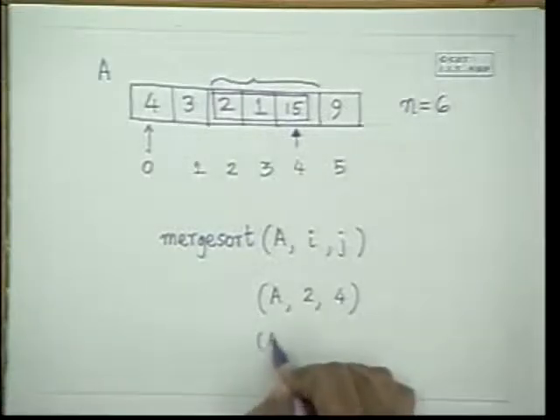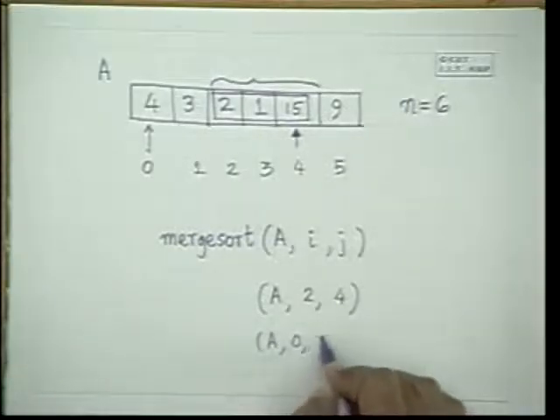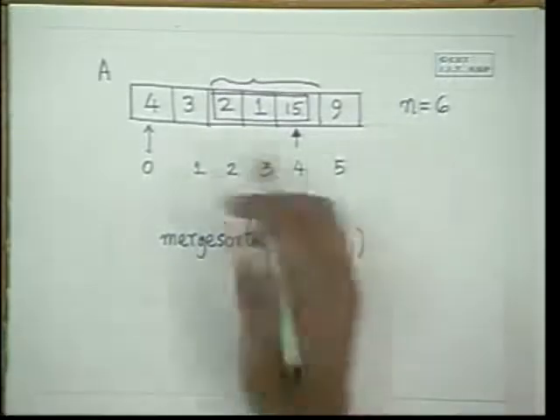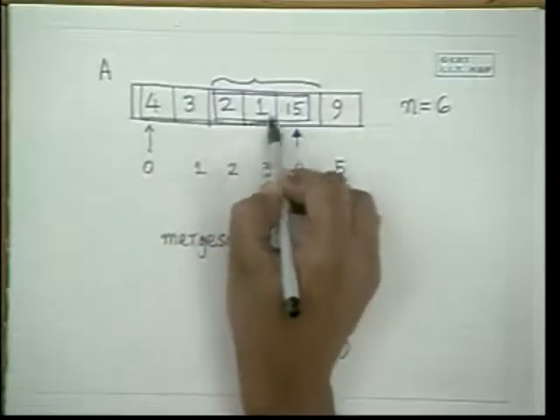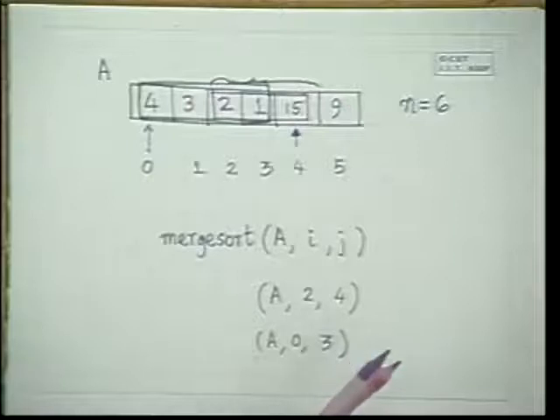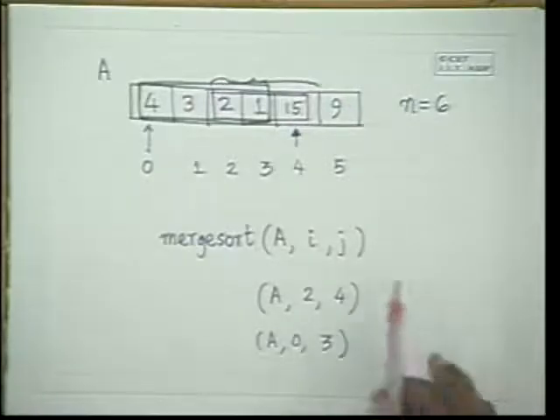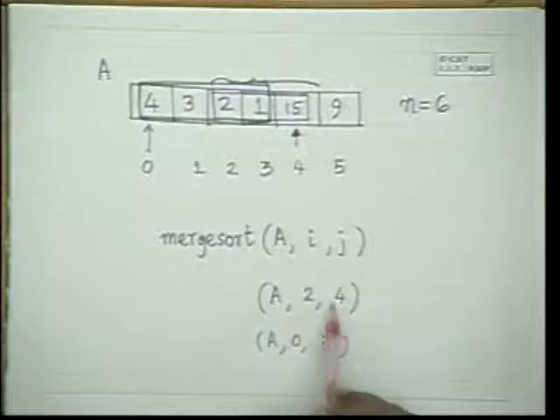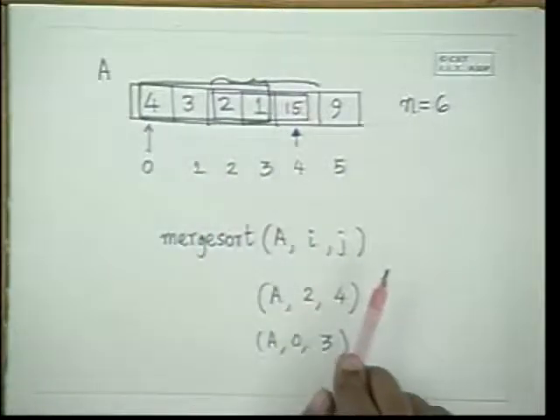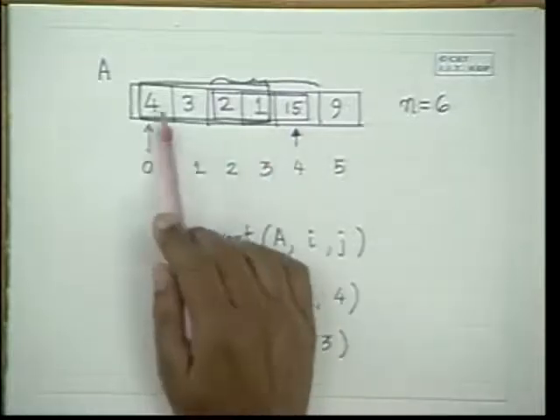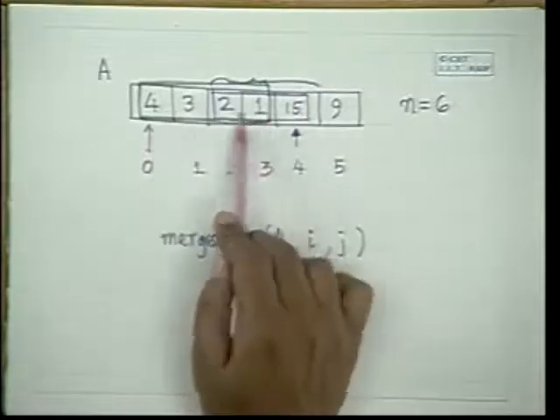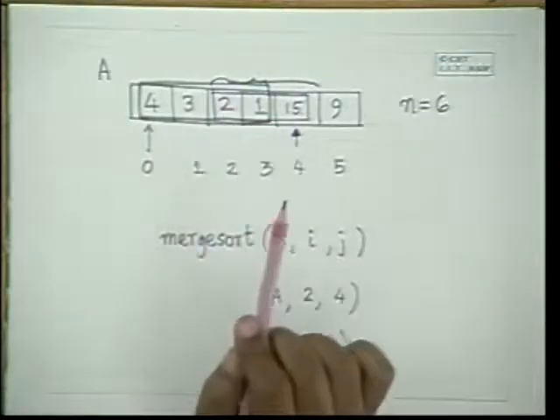Similarly, A, 0, 3 corresponds to this list, the first 4 numbers. So we can use the array and the indices of the array to pass out the list that we require. And instead of returning anything, we will sort the elements in the array itself. So if we sort in the array itself, we need not return anything.